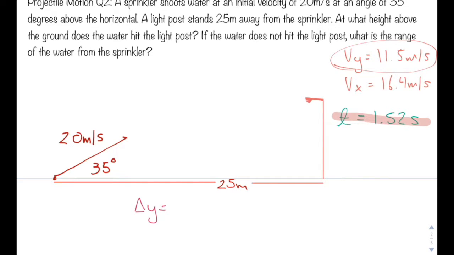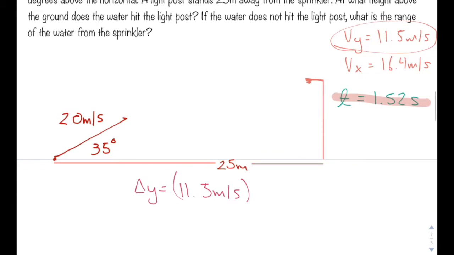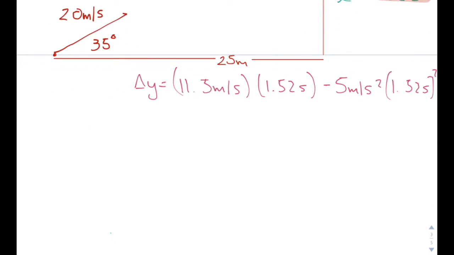Because we've got our initial velocity, and now that we're dealing with the vertical, always keep in mind, are you dealing with the vertical or the horizontal? Now we're dealing with the vertical. Then we're going to put in 11.5 meters per second, plug in 1.52 seconds, and then minus 5 meters per second squared times 1.52 seconds squared. You can solve that using your calculator, or you can solve it algebraically, and then you would get that delta y is equal to about 5.9 meters.